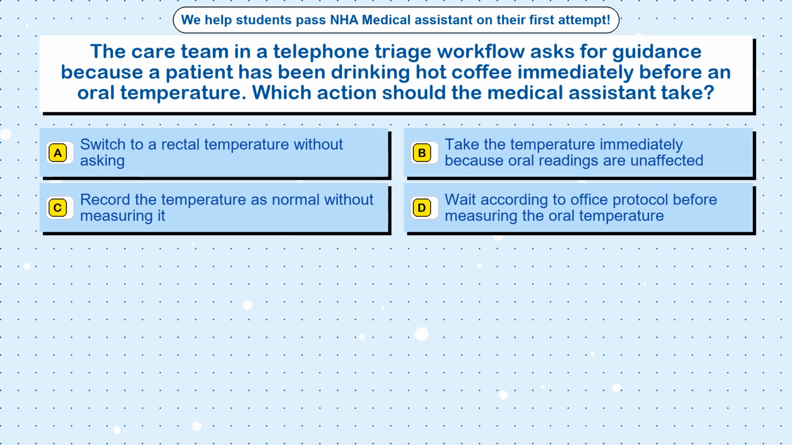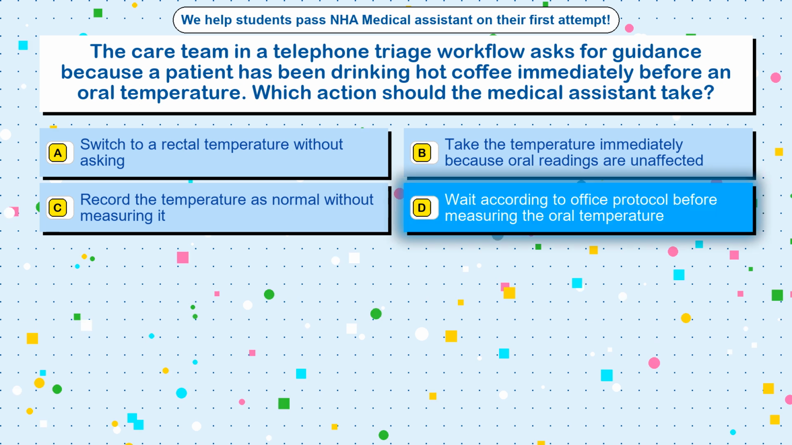Question 49. The care team in a telephone triage workflow asks for guidance because a patient has been drinking hot coffee immediately before an oral temperature. Which action should the medical assistant take? Option A, switch to a rectal temperature without asking. Option B, take the temperature immediately because oral readings are unaffected. Option C, record the temperature as normal without measuring it. Option D, wait according to office protocol before measuring the oral temperature. The correct answer is option D, wait according to office protocol before measuring the oral temperature.